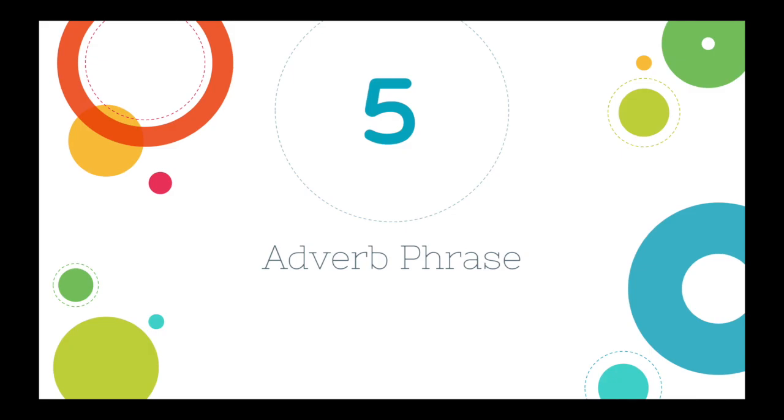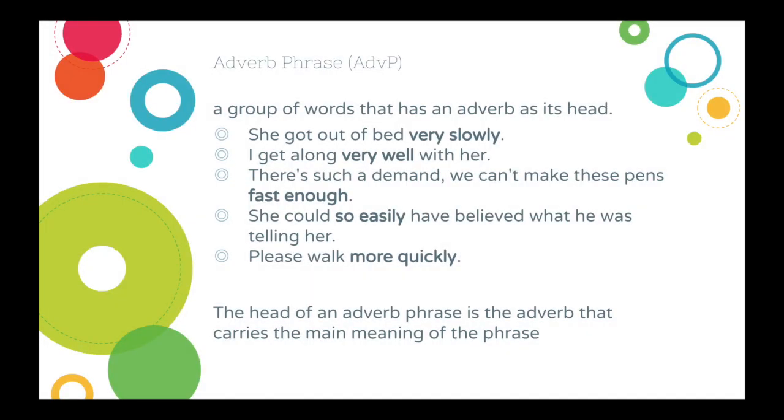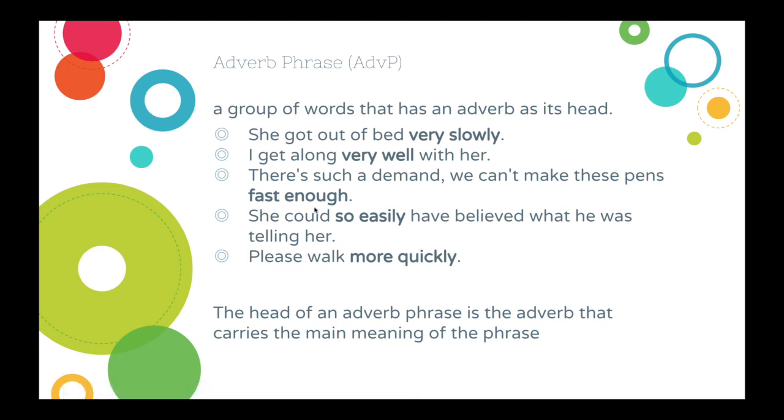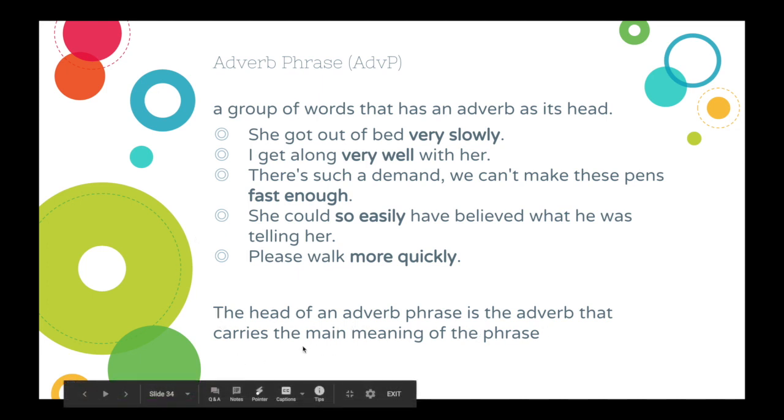Right, and then we get to adverb phrase. They are a group of words that has an adverb as its head. For example, she got out of bed very slowly, I get along very well with her, fast enough, so easily and more quickly. So yeah, the adverb as its head, which is slowly, well, enough, easily, and quickly. That's the head. If you get confused, just try to think which word describes which. The head of an adverb phrase is the adverb that carries the main meaning of the phrase.